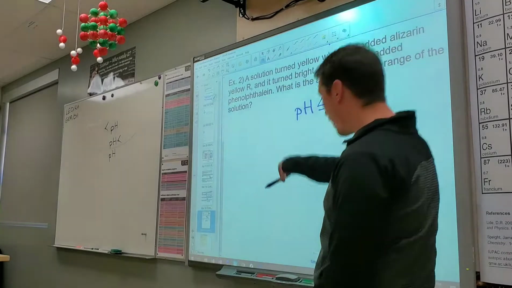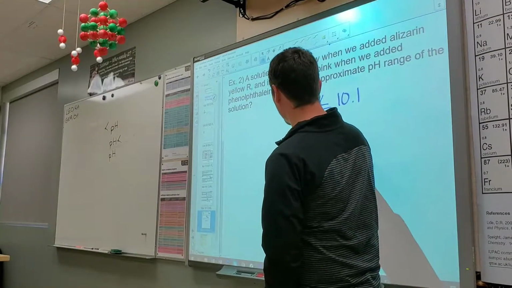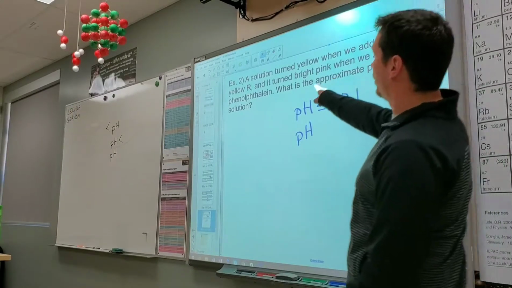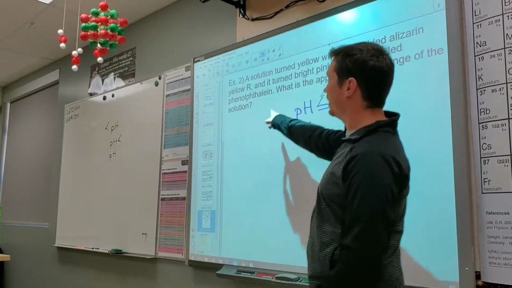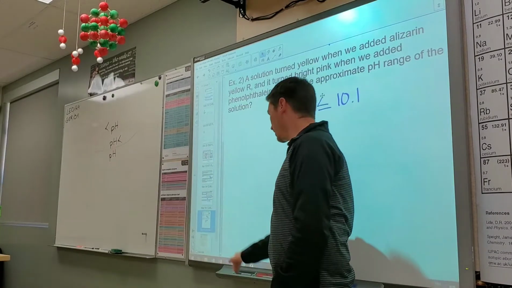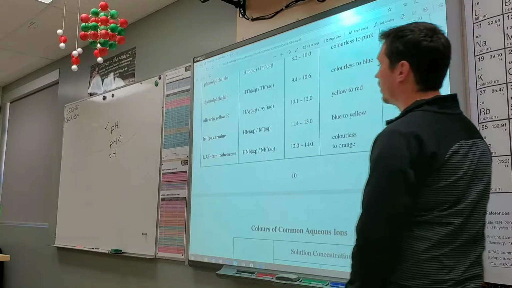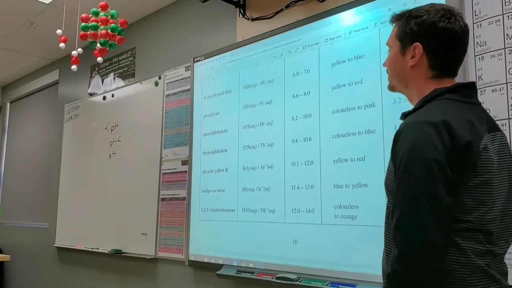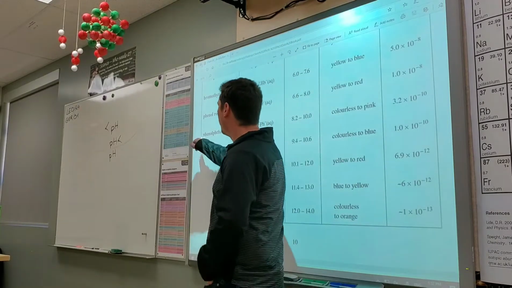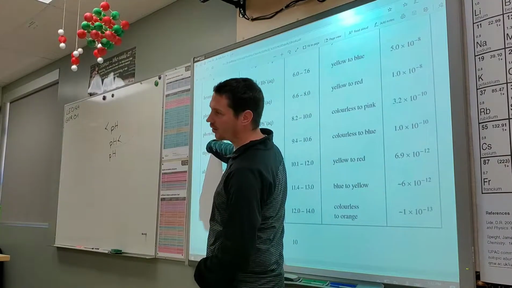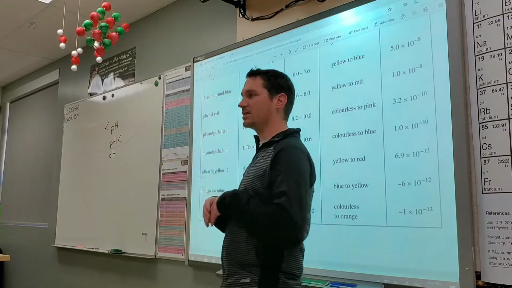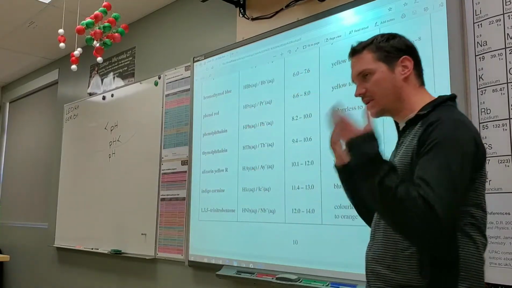Now let's do another indicator. A solution turned bright pink when we added it to phenolphthalein. So look at phenolphthalein. Who invented that word? It's a combination of two words. So phenol, and then I don't know where phthalene came from. But phenol is a very specific thing in chemistry. It's a very specific group.